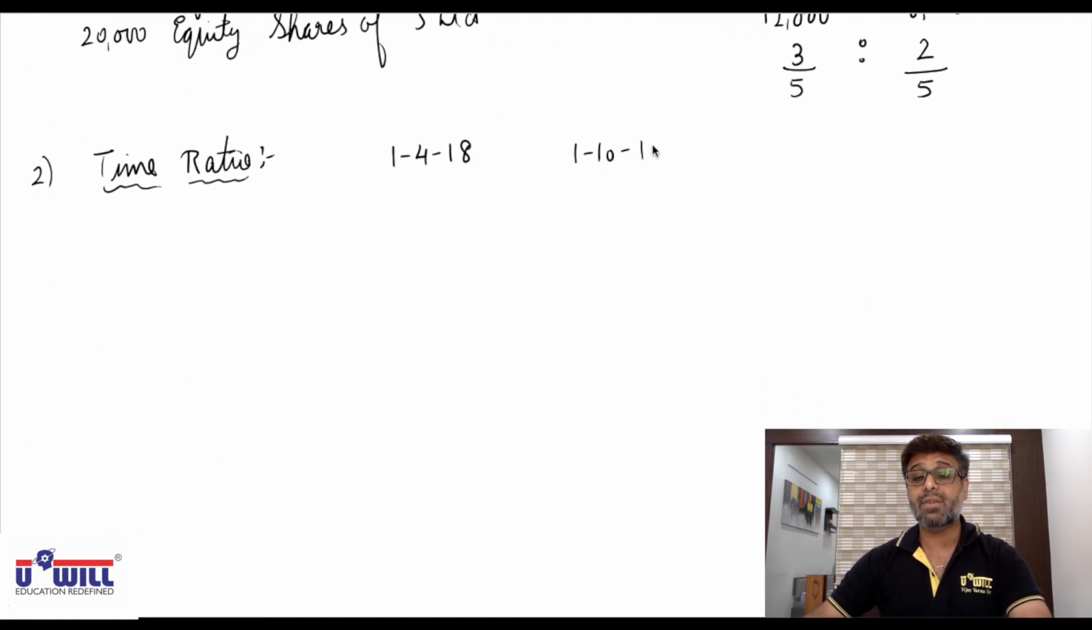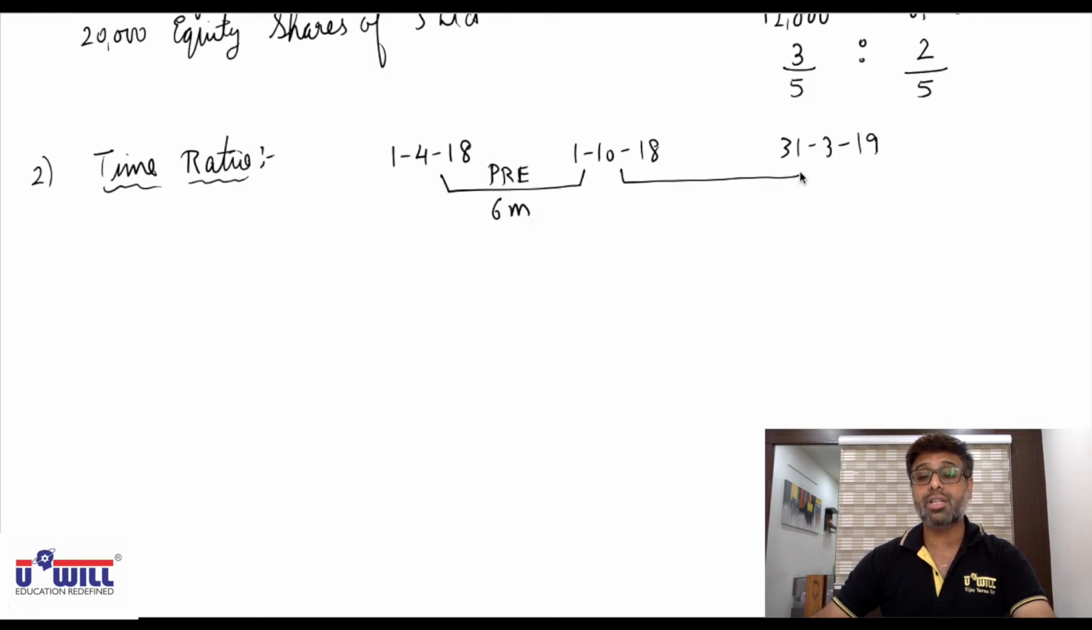And what is the date of year ending? 31/3/19. So April to September, that is, before 1st October: April, May, June, July, August, September. So the pre-period is 6 months. And then October to March, the post-acquisition period, is also 6 months. So 1 is to 1. Both are divisible by 6. 1 is to 1, 1 by 2, 1 by 2 is the time ratio.